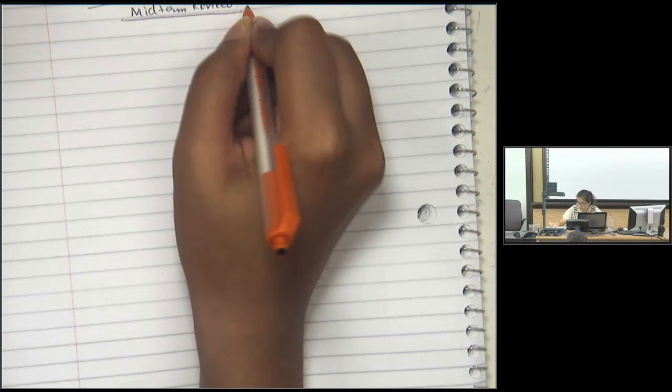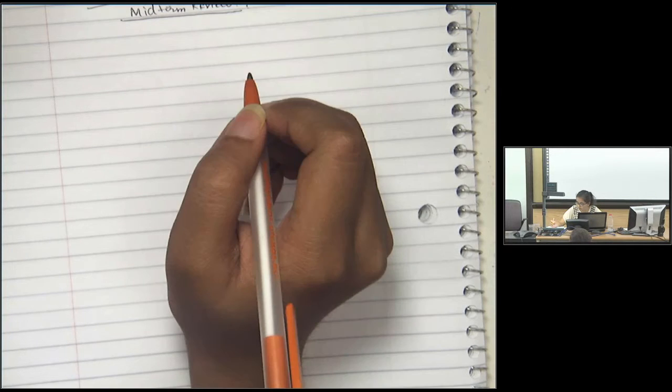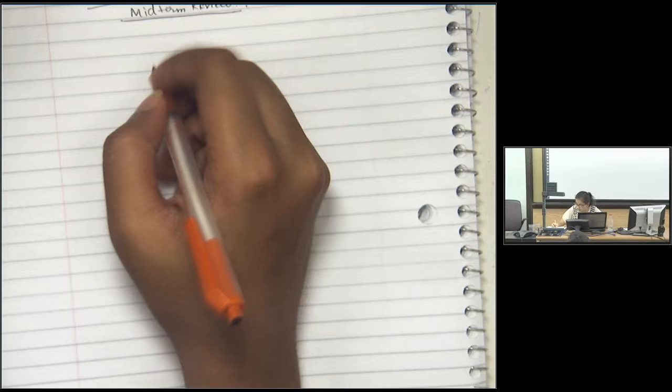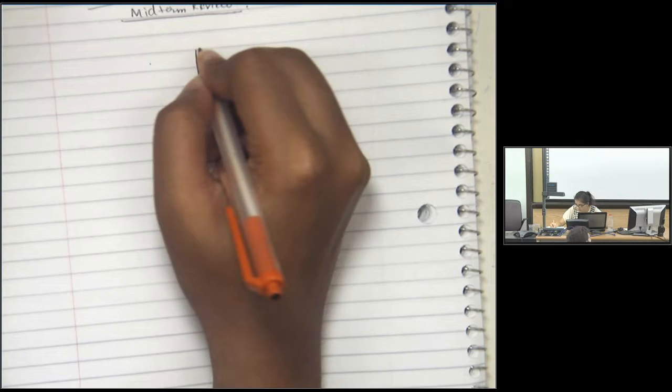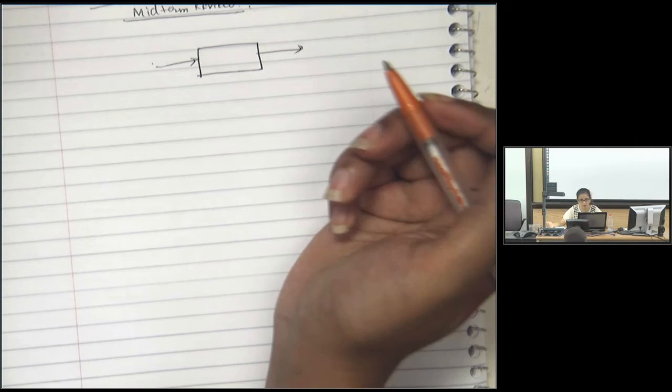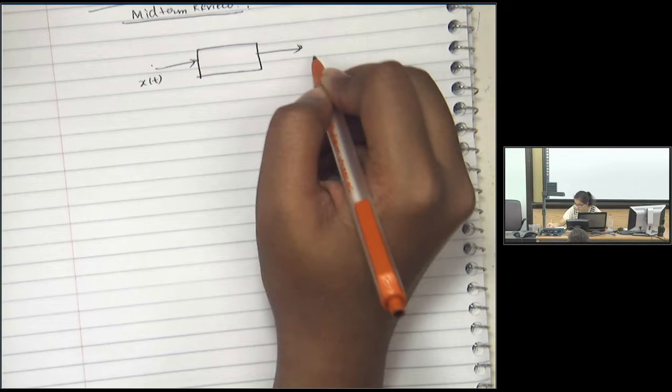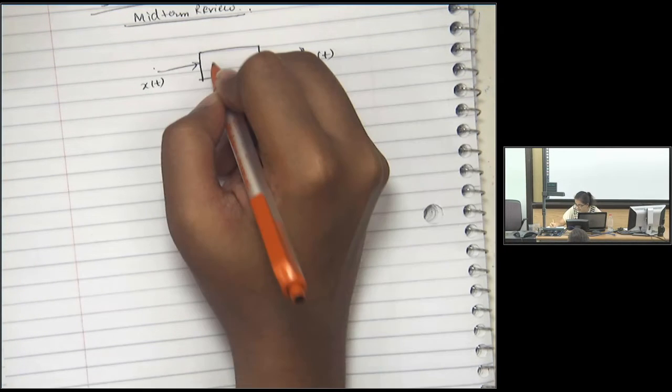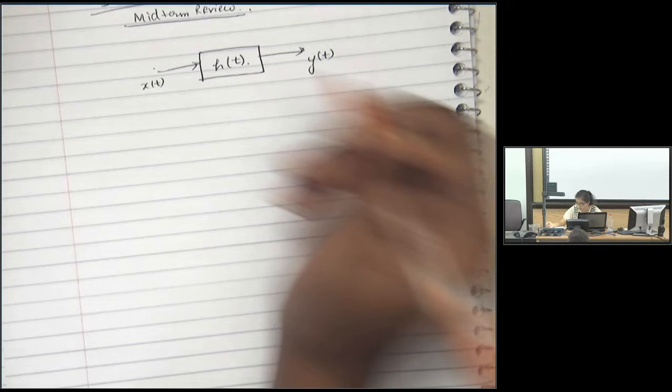So I'll just be reviewing some of the things for the midterm, especially from a systems point of view. Whenever you're told that you have a system, think of it as a black box. You don't know what the system is doing, you just know what the input and the output are. Your input is x of t, your output is y of t, and let your system have an impulse response of h of t.